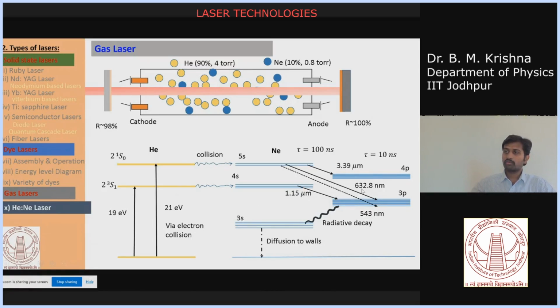Once lasing action takes place between these states, the 3p state will decay radiatively, that means you have spontaneous emission but there is no population inversion. In that case you have spontaneous emission, and then the energy will be wasted as heat. So that is all about the helium neon laser.